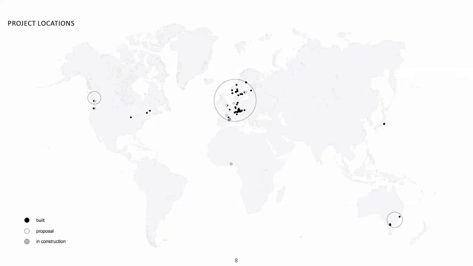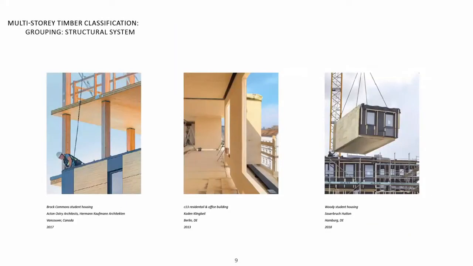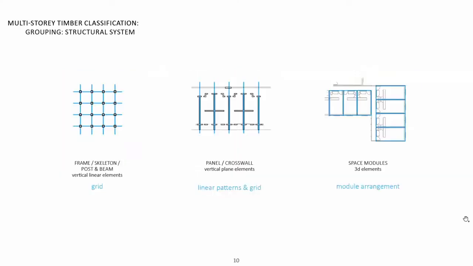So they're not covering all of the world, but quite Central European focused with a bit of North America. So the first step was establishing groupings of the projects based on the structural system. So looking at the post and beam construction, panel construction, as well as module, so 3D elements. I think the slide is stuck, but if it moves, it's going to show how all of these plans and sections were then translated into these grids, lines, and module arrangement patterns.